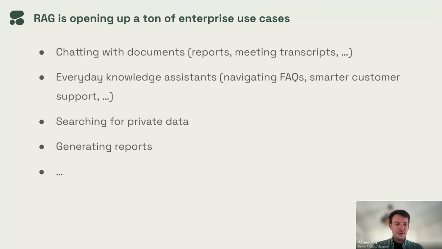We are seeing every single company out there building some RAG systems. And the biggest use cases are, number one, being able to chat with documents, especially very long reports, as a massive source of value. Number two, building knowledge assistants. These knowledge assistants can be internal, like an internal HR bot that handles FAQs, or they can be external, like automating some customer support questions. Third use case is searching private data. And the fourth one is generating reports. These are all extremely valuable inside enterprises.